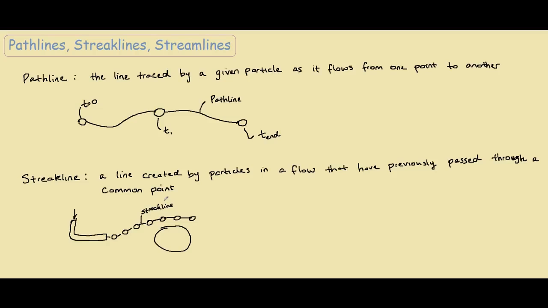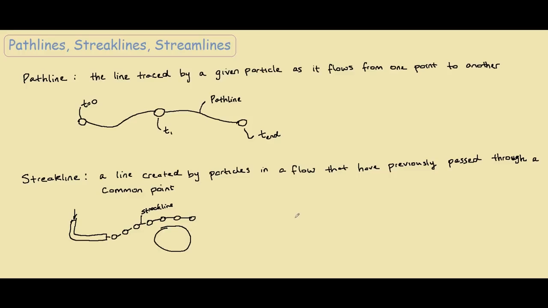Now you might be wondering why this looks so similar to a pathline. Well, in steady flows, the pathline and streakline are exactly the same because the particle follows the same path as all the other particles. But in the streakline, the only difference is that these are different particles. A pathline tracks the movement of one particle only. A streakline tracks the movement of many particles that came from a previously common point. However, in unsteady flow, this is slightly different.